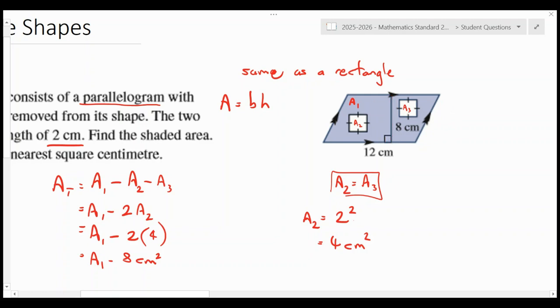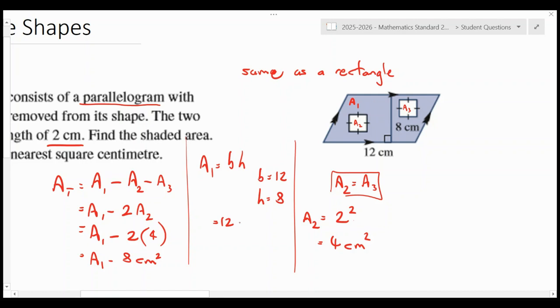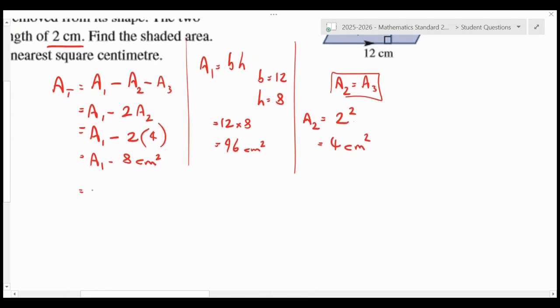So in our particular case, area 1 equals base times height. Our base is 12, and our perpendicular height is 8. So we've got 12 times 8, which gives us 96 square centimetres. So we can sub that in over here, and we get 96 square centimetres minus 8 square centimetres, which gives us an answer of 88 square centimetres.